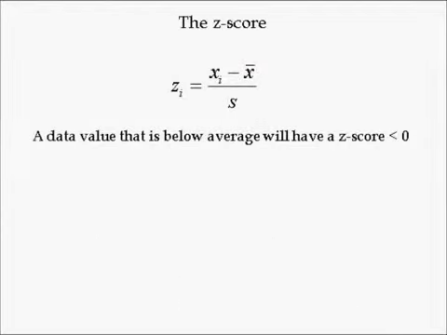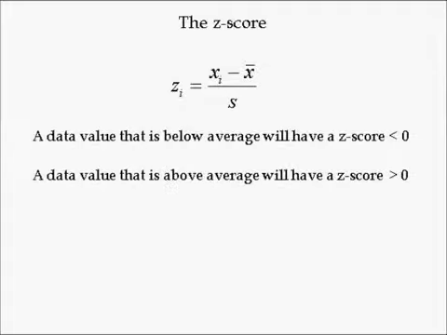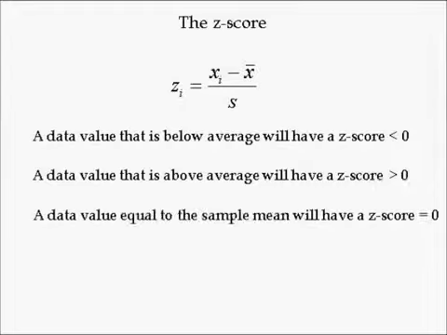A data value that is below average will have a negative z-score. If you are a below average free throw shooter, your z-score is negative. A data value that is above average will have a positive z-score. If you're an above average free throw shooter, you will have a z-score that is positive.